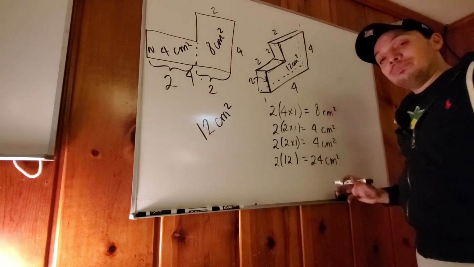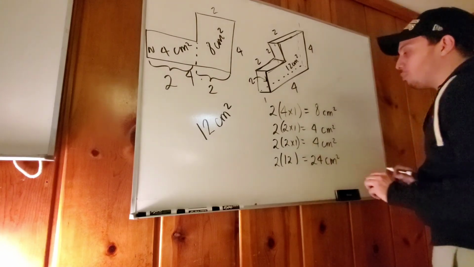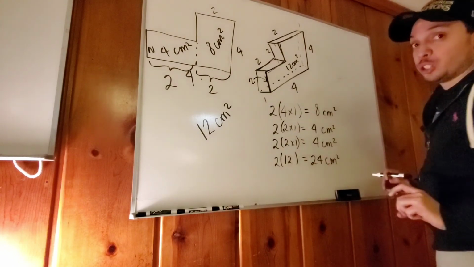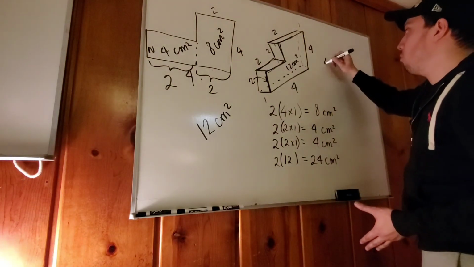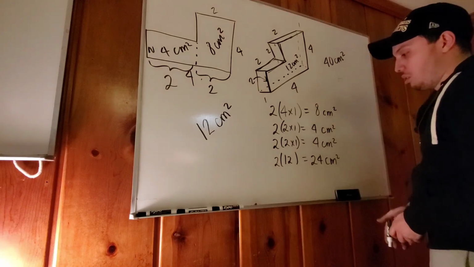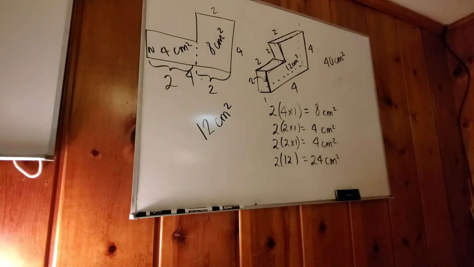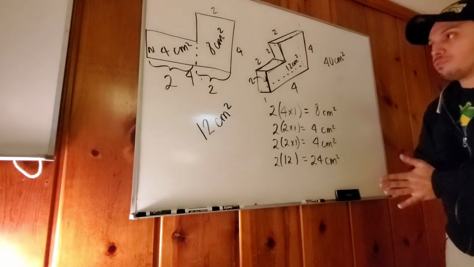So if I did my math correctly, I should have everything I need to be able to solve this problem, which is 8 plus 4 plus 4 plus 24, or 8 plus 8, which is 16, plus 24, which is going to be 40. This is what I got for the surface area of the last one, and guess what? That is what the book says the surface area is.